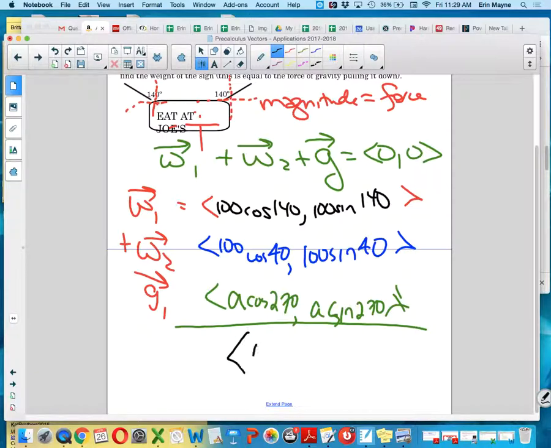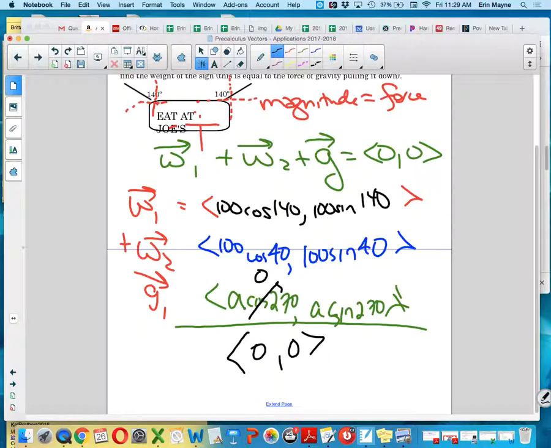Okay, so I'm going to go back to this. That third one is for the gravity. Okay, so I heard a bunch of people say, what is the cosine of 270? 0. Yeah, the cosine of 270 is 0.